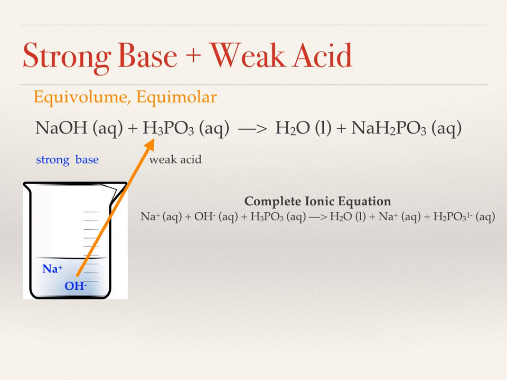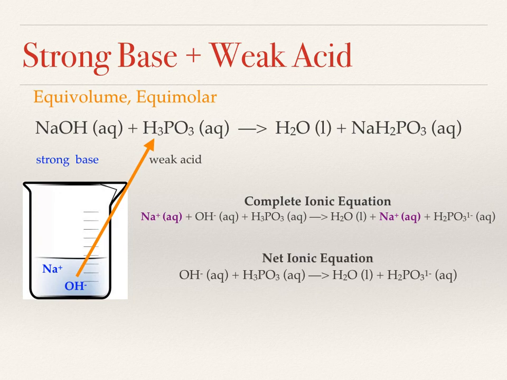From your complete ionic equation, we're going to get rid of our spectator ions, which are your sodium ions. Getting rid of those, this is our net ionic equation that we have left over, only showing our reacting species forming water and our resultant ion, H2PO3 with a 1- charge. So that was a situation where we had equal volume and equal molar.